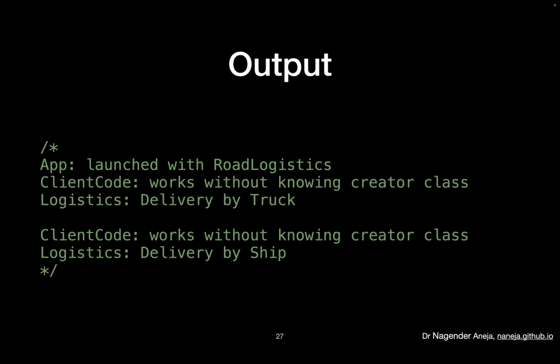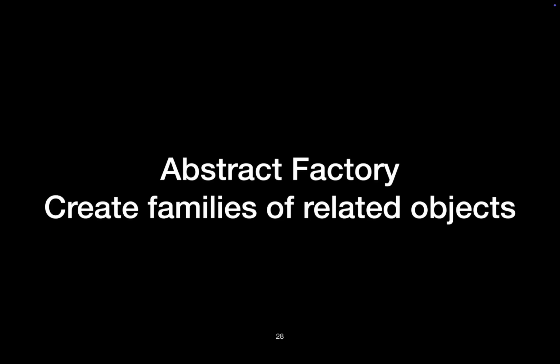Okay, so we'll get the output of this one. Next is the abstract factory. So we are going to create families of related objects. Right? So let's see an example first. What do we mean by related objects?